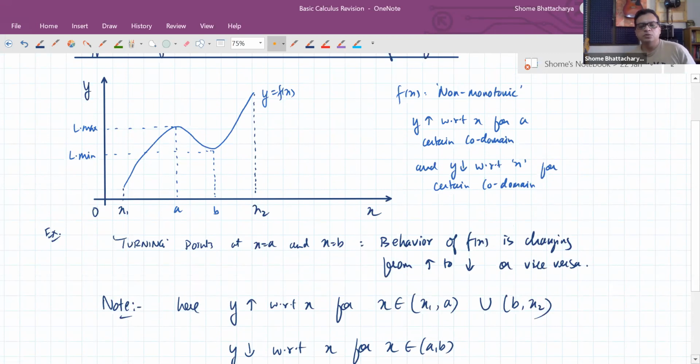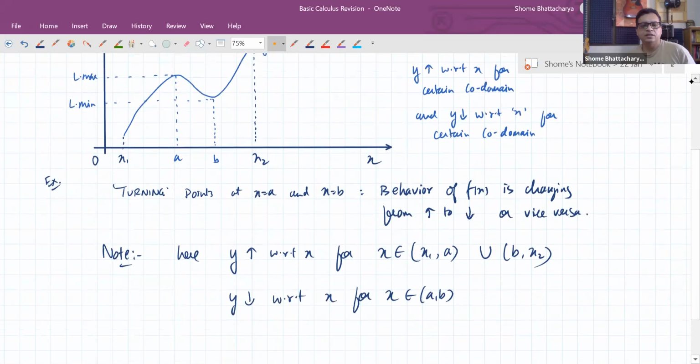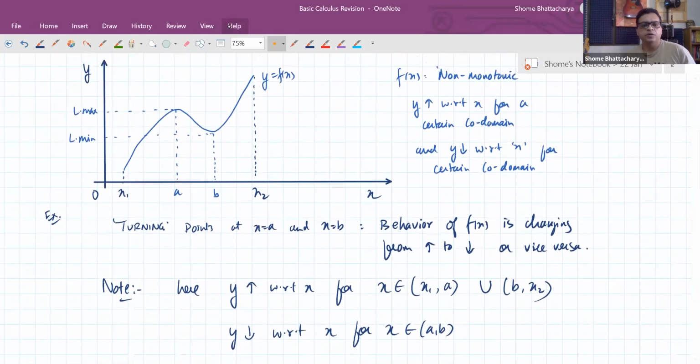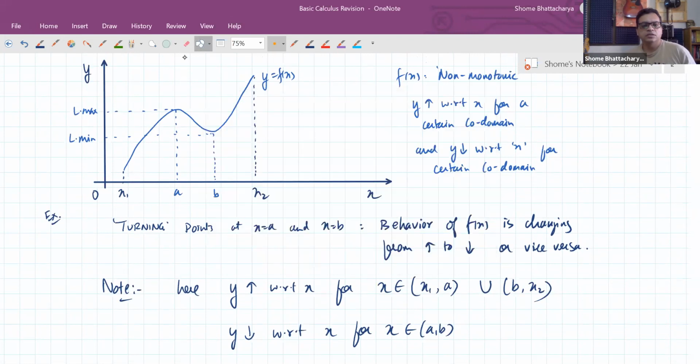Okay. So in terms of derivative, what that will mean is that if you draw a tangent, okay, at any point over here, for example, if you draw a tangent at any point in this region between x1 and a, that tangent will have a positive slope. Again, if you draw a tangent at any point over here, you can see that that tangent will have a positive slope.